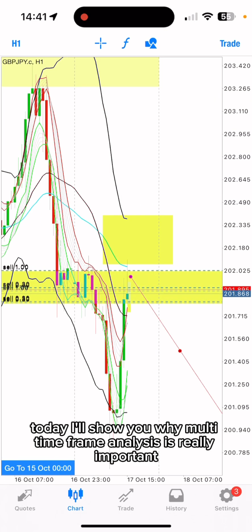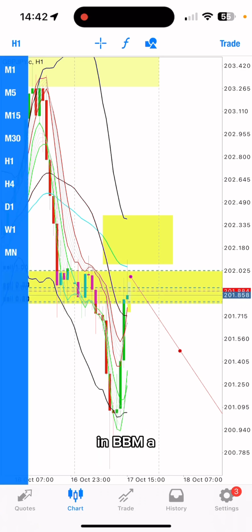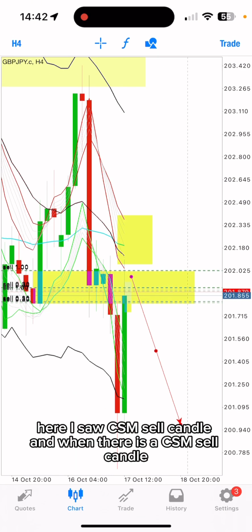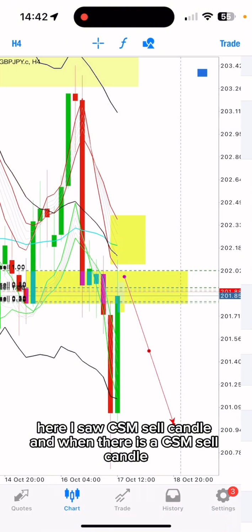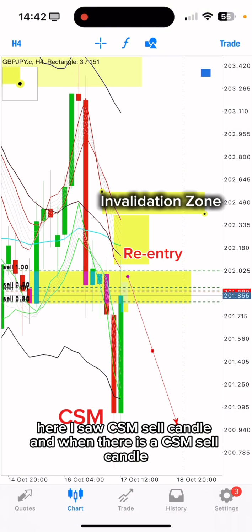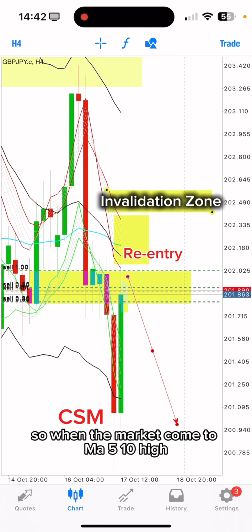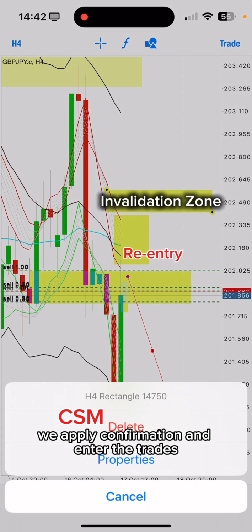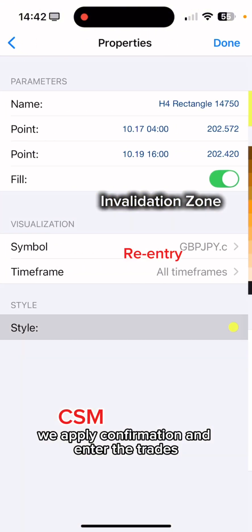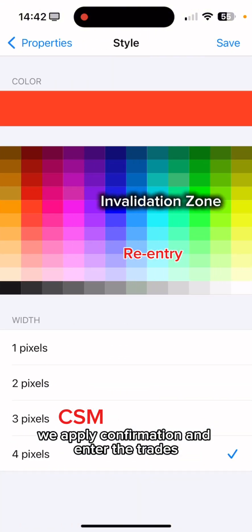Today I'll show you why multi-time frame analysis is really important in BBMA. Here I saw a CSM sell candle, and when there is a CSM sell candle, we mark re-entry areas at MA510 high. So when the market comes to MA510 high, we apply confirmation and enter the trades.